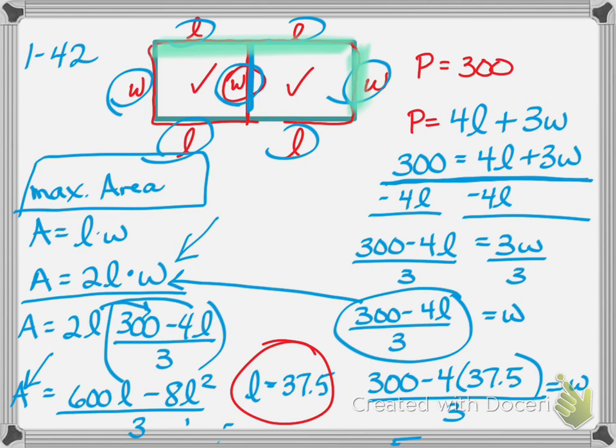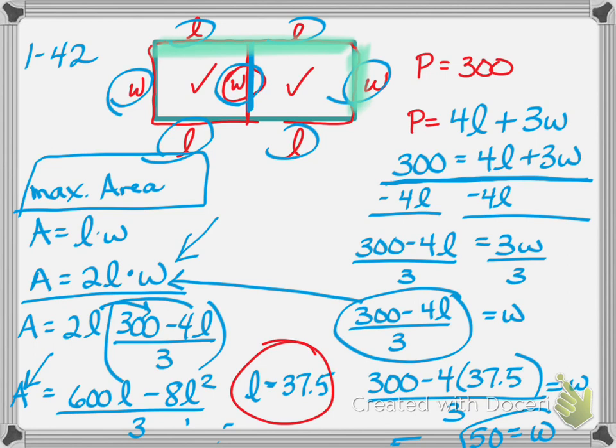And when you go to your calculator and figure that out, 300 minus 4 times 37.5 is 150, and 150 divided by 3 is 50. So 50 is the width, and 37.5 is the length that will maximize these pins.